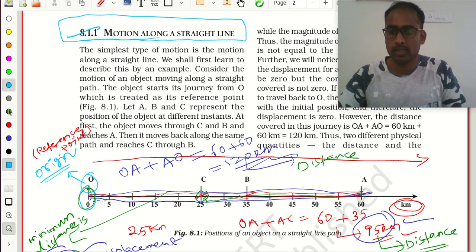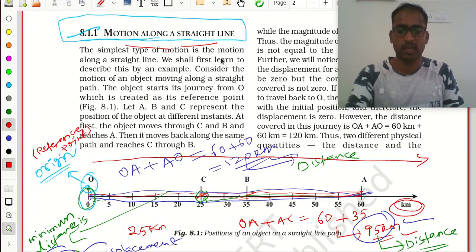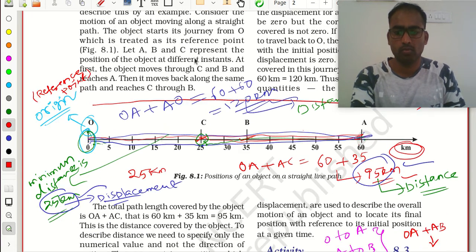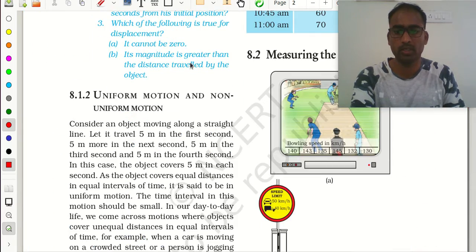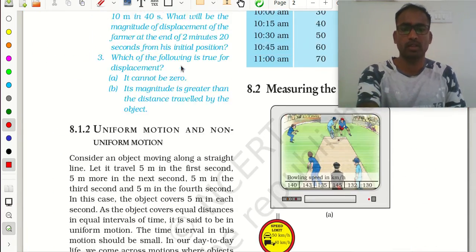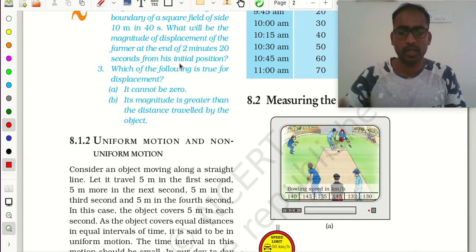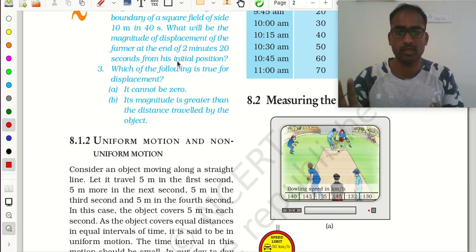So, in yesterday's class, we learned about motion along a straight line. Now we will learn about uniform motion and non-uniform motion.